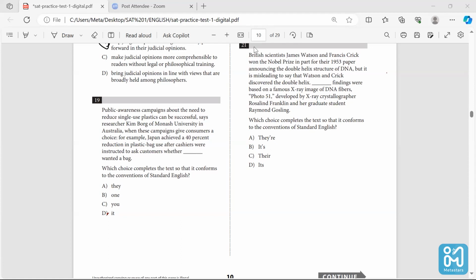Why is it A? It just makes more sense than the others. Why? Just tell me why. Well, it asks about a group of people, so it can't be one, you, or it. So it has to be they. They goes back to what? Customers, which is a group of people. So it's they.